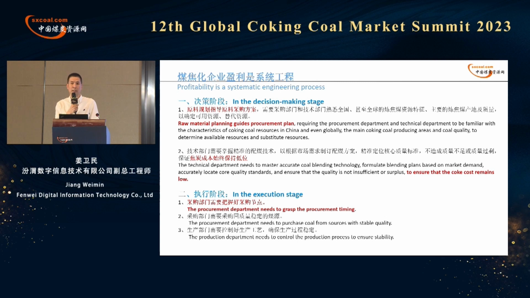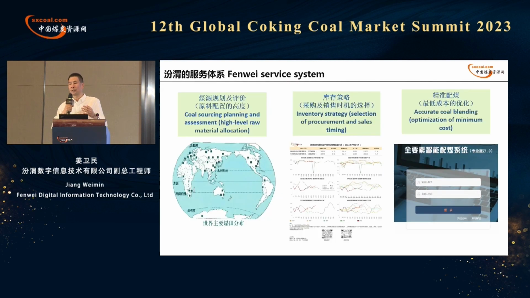First is raw material planning that guides procurement plans. And second is inventory strategy as well as procurement strategy. And third is the coal blending technologies in order to keep the cost low. First of all, in terms of coal sourcing planning and assessment, we are at a very high level in terms of raw material allocation.